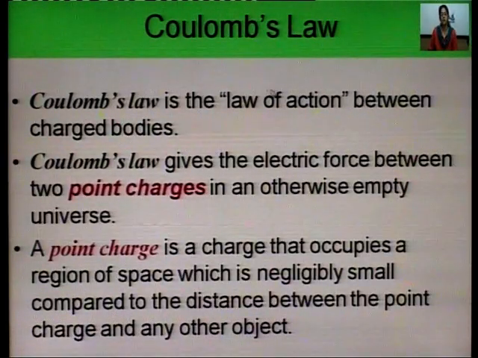Coulomb's law is the law of action between charged bodies. The charged bodies are governed by laws called Coulomb's laws. Coulomb's law gives the electric force between two point charges in an otherwise empty universe. A point charge is a charge that occupies a region of space which is negligibly small compared to the distance between the point charge and any other object. So what is a point charge? It is a charge that occupies a region of space which is very small as compared to the distance between the two charges.